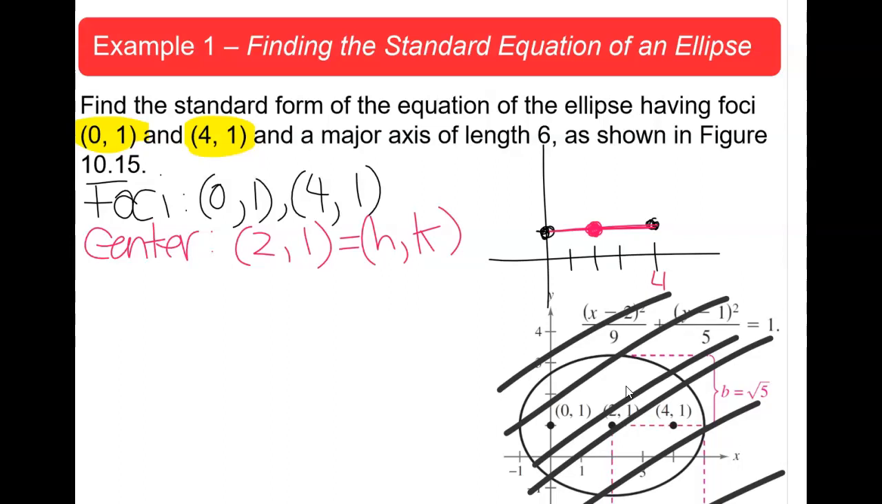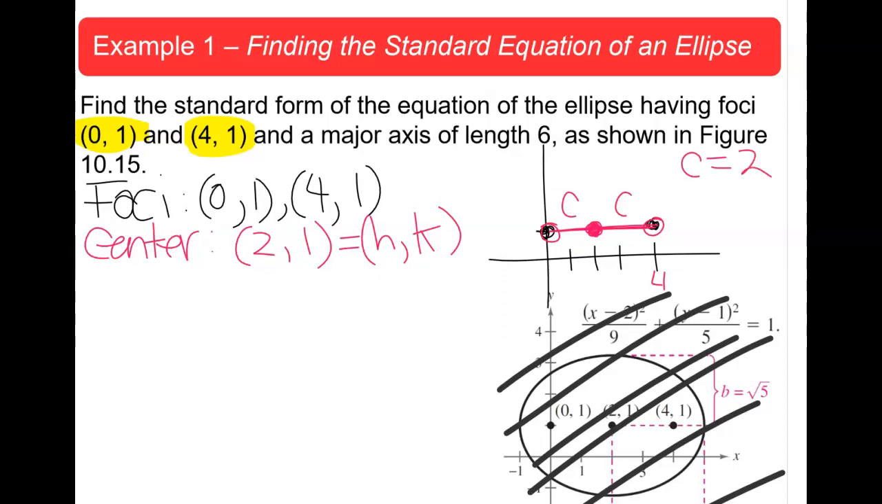So let's see, what else do we know? At this point, we know the value for c, because that actually comes from the foci. c is going to be the distance from the center to the focus, or one of the foci. So that's how we know what the value for c is, and that distance happens to be equal to 2.